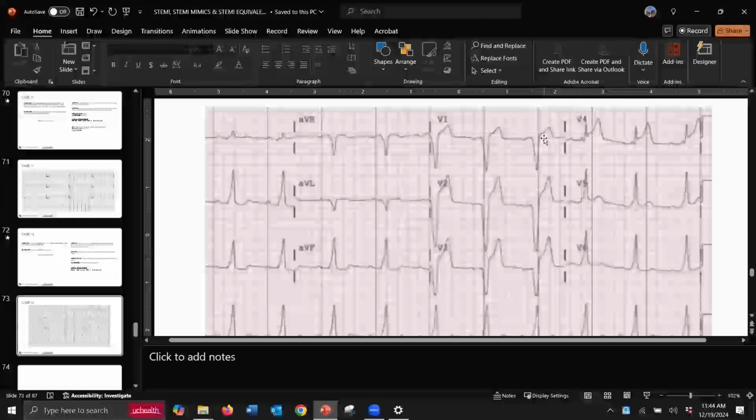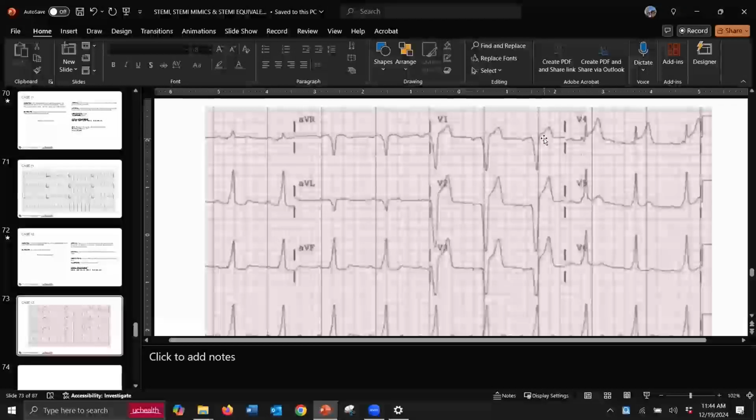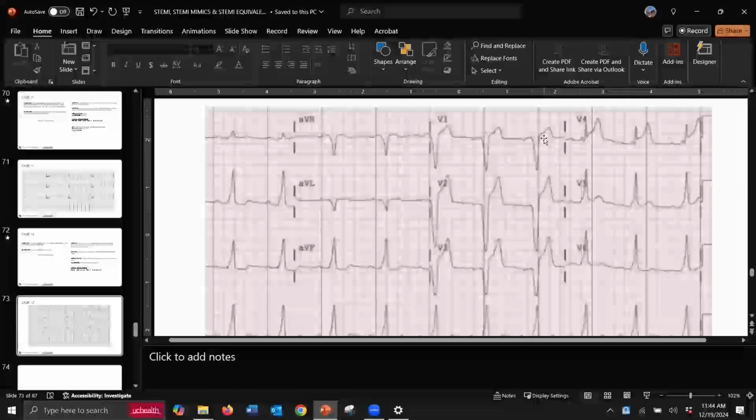There are so many resources available online. Dr. Smith, who wrote the OMI manifesto, has a phenomenal blog on cardiology, on different cases. Scott Weingart, same thing, right? And they collaborated on the OMI manifesto. There are so many resources out there.